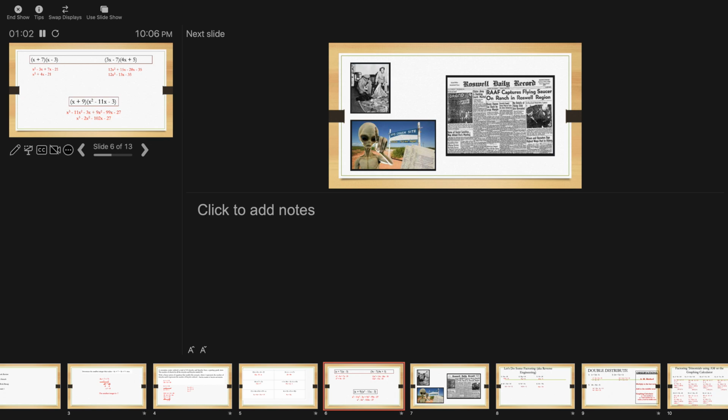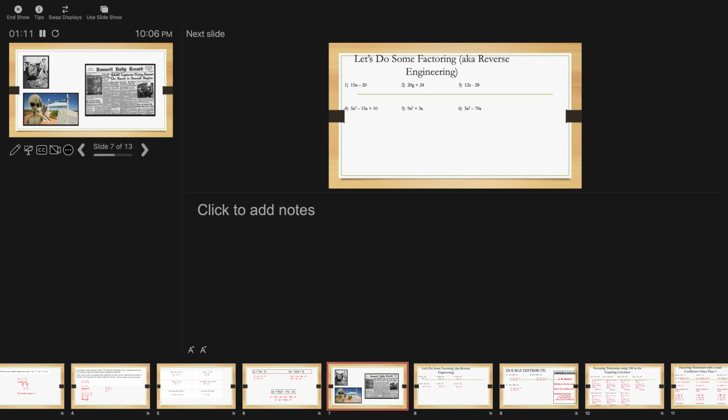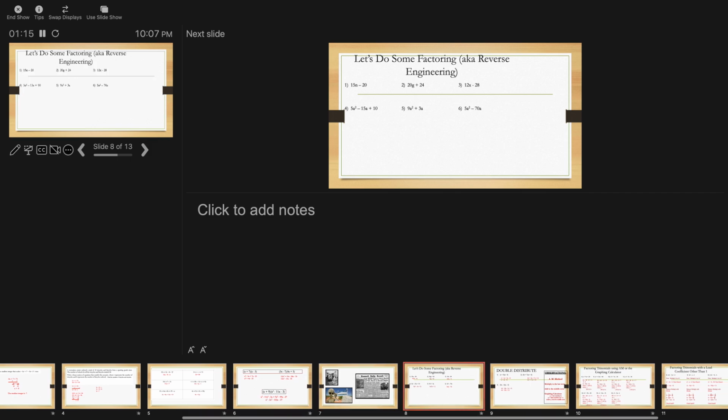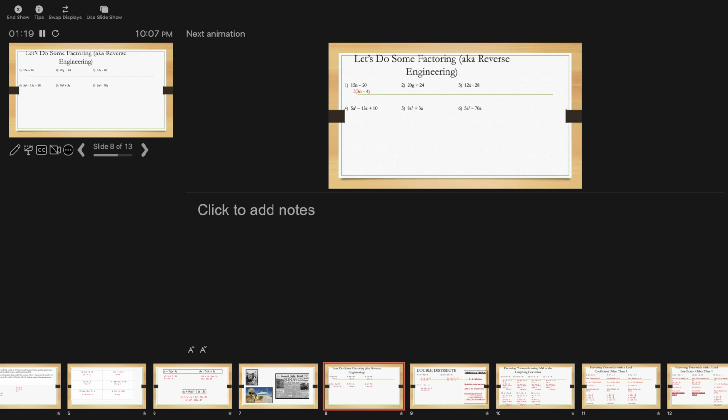So that was all the work we had covered going into the last class. Then we began to talk about the idea of reverse engineering, and we compared it to the aliens at Roswell. So the first type of reverse engineering we talked about was factoring with the greatest common factor. Why don't you try the first three? We'll go over the answers to those, and then we'll do the next three.